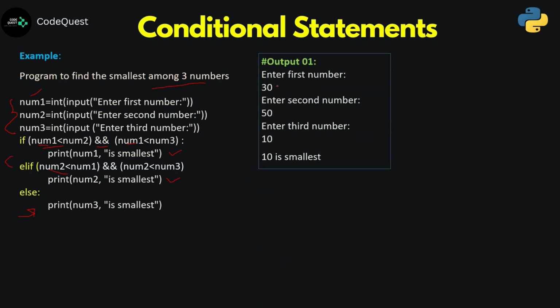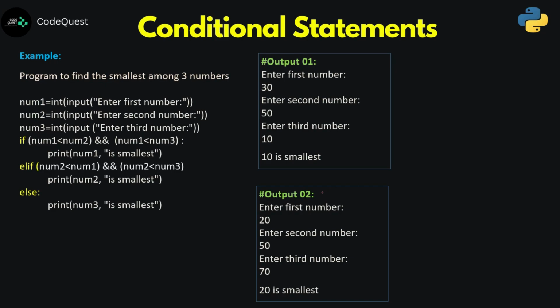Suppose the input I have given for the first number is 30, the second is 50 and the third is 10. Now num1 less than num2, 30 less than 50, is true. But the second one, num1 less than num3, 30 less than 10, is false. Because this is false, the entire condition has become false. Because of which the control will reach the elif where it checks whether num2 less than num1, 50 less than 30, is it true? No. Actually this condition is never tested because the first condition is false. Now it is going to reach the last part of the program, that is your else, where it is going to print num3 is the smallest, that is nothing but 10.